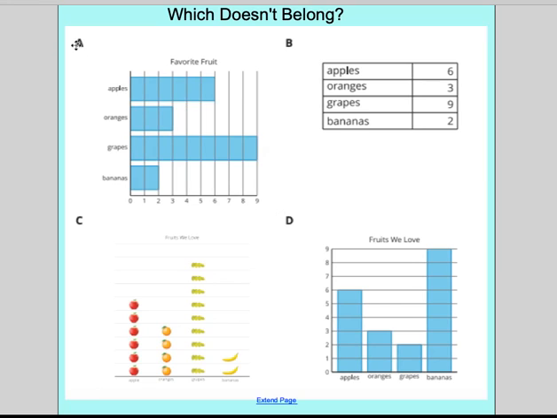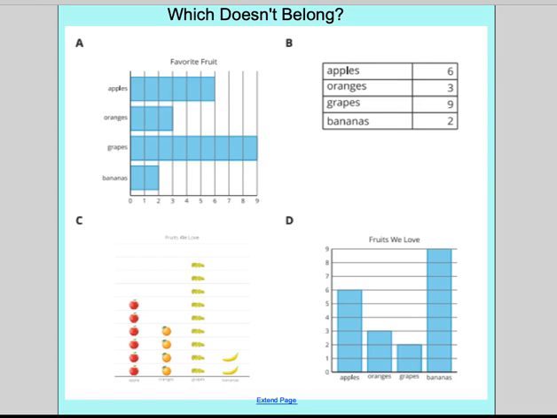So we have choice A, B, C, and D, and I want you to look closely at each of these graphs. And I want you to think about which one doesn't belong. This would be a really good time to hit pause while you look closely at the graphs. All right. So let's see here.